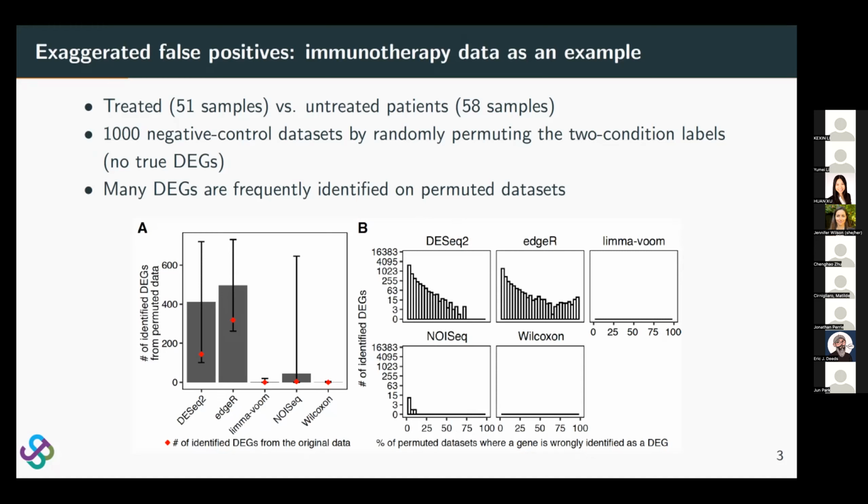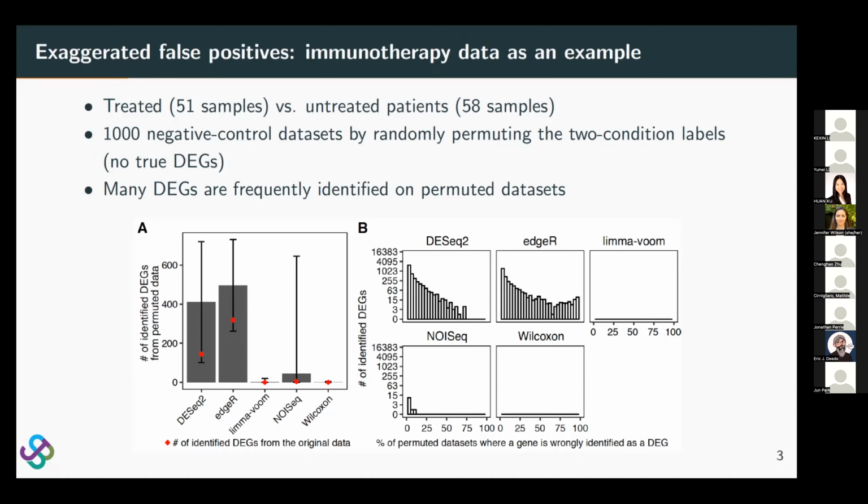So these results showed that the DE genes identified on the original dataset are also questionable. It is likely that, similar to the permuted datasets, the DE genes identified on the original dataset are also false positives. So if these identified DE genes are false positives, we are likely to make some wrong biological conclusions.